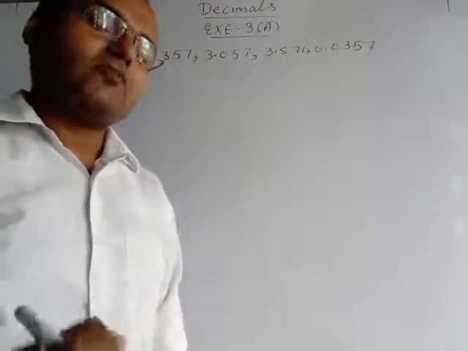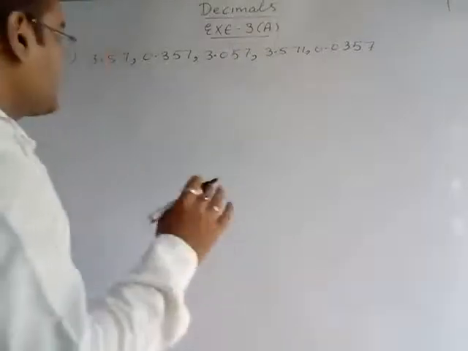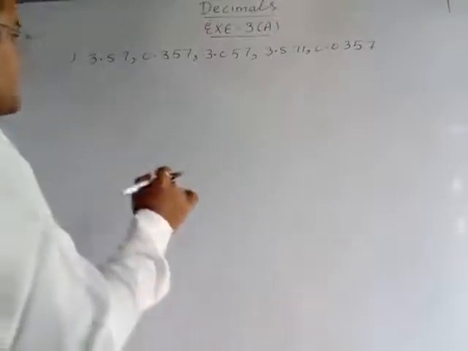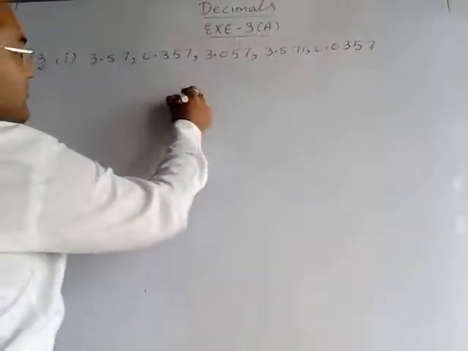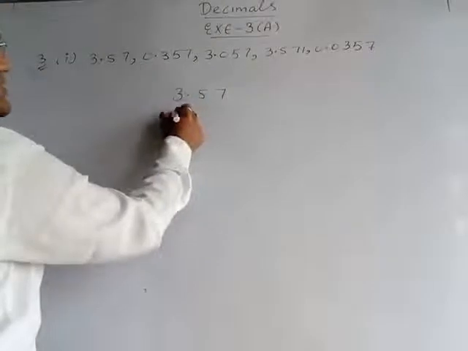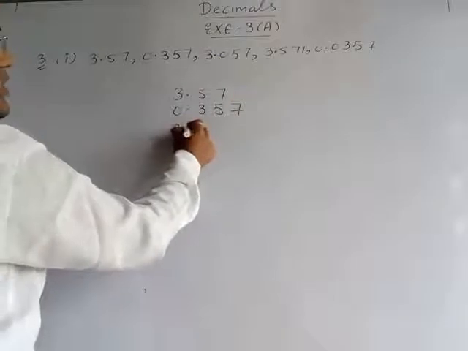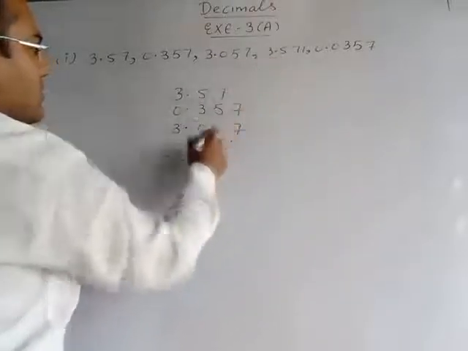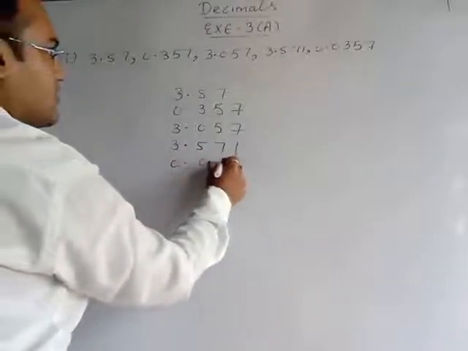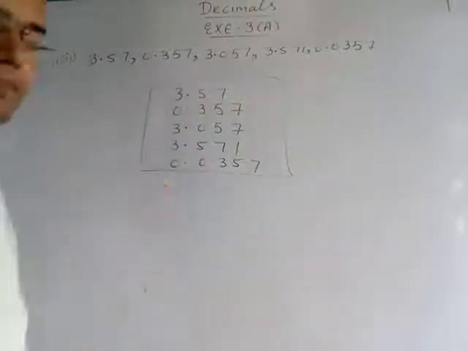Ascending order means first of all you have to write the smallest number. Most of the students get confused in such questions. So the best and easy way is first of all you write all the numbers on different lines, with decimal under decimal. Second number is 0.357. Third number is 3.057. Fourth number is 3.571. Fifth number is 0.0357. Now these all numbers we have to arrange in ascending order.